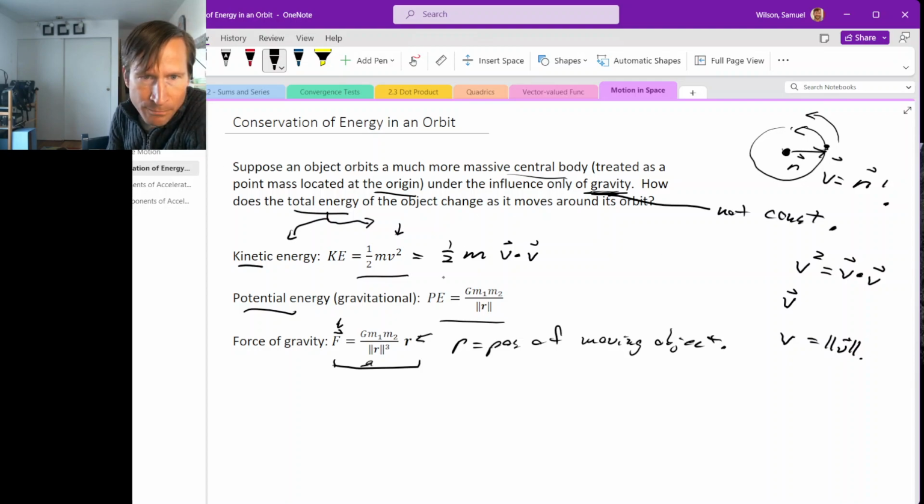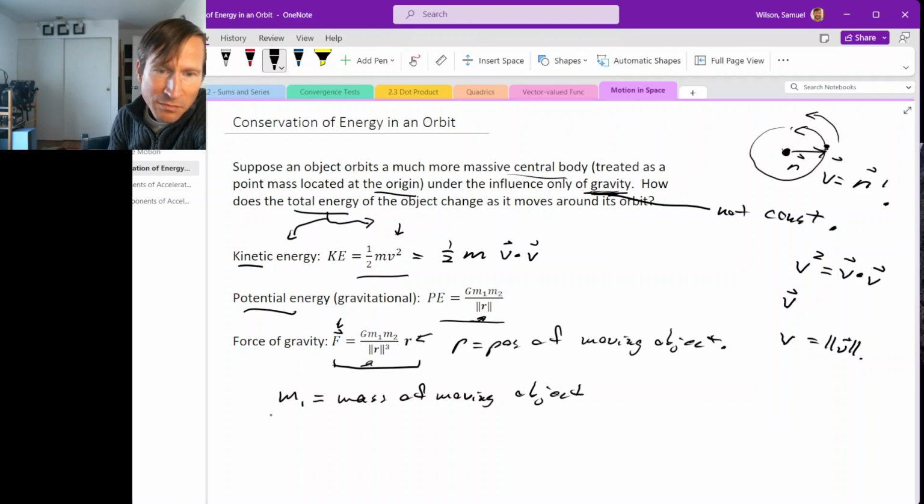Okay. And our potential energy function is already expressed in terms of our vector valued function r. I noticed that I didn't say what m1 and m2 mean. So m1 is going to be the mass of the moving object, and m2 is going to be the mass of the central object.